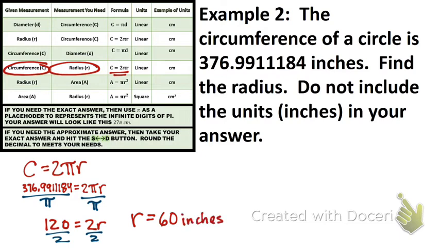And in the directions, it says not to include the units in the answer. Remember, that's only on Google Forms because they don't want you to put letters in, just numbers. So the answer that we would want to put in on Google Forms is just 60.